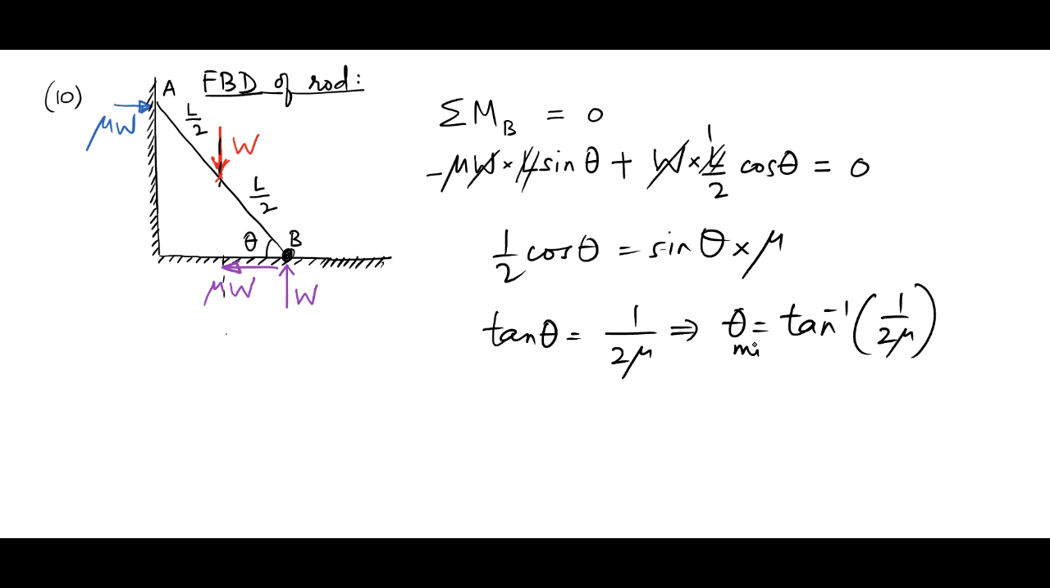So this is the minimum value of theta corresponding to the static equilibrium of this rod. Now there are 2 points to notice here. The first is, somebody may object and say that there is a value of theta which is smaller than tan inverse of 1 upon 2 mu, for which the rod will definitely be in static equilibrium, and that is the minimum value of theta. So the value of theta which this person is talking about is theta equal to 0.